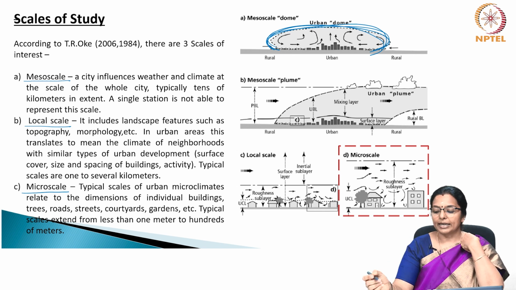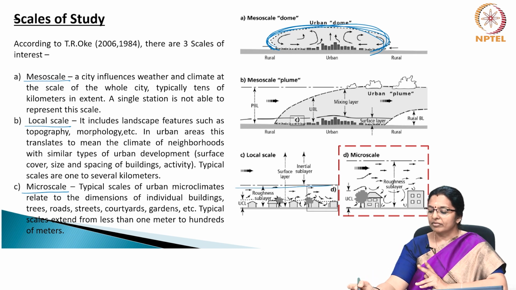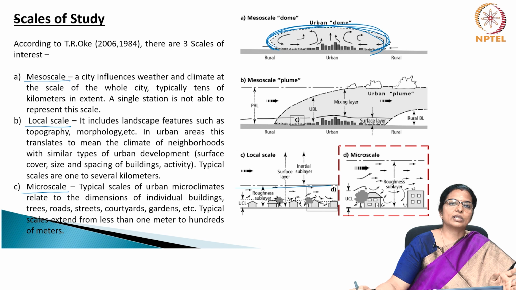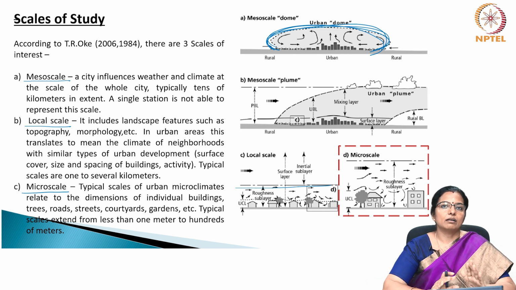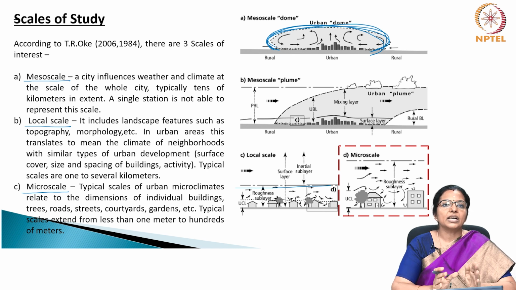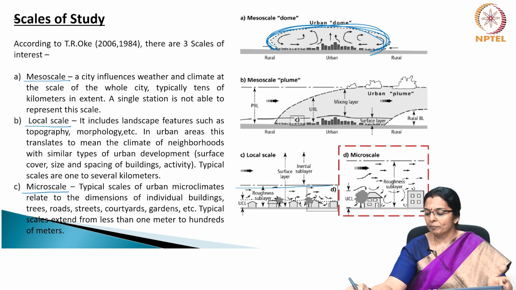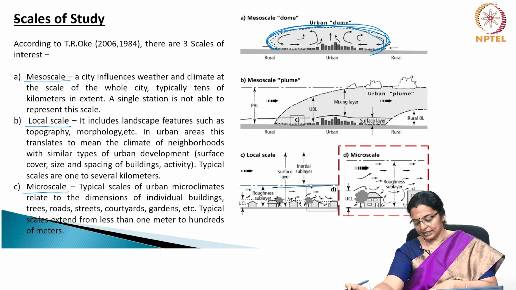Then next is we study at a micro scale. So if you look at local scale, it's very limited in area. Then we study micro scale. So micro scale, what happens is typical scales within the urban microclimate which relate to dimension of one or two buildings, between the two buildings, the trees, the roads, the street pattern, the greenery, courtyards, etc. All these are at micro scale. So typically scales extend from less than say 1 meter or even up to 100 meters depending on the context. So we should study at these three scales.